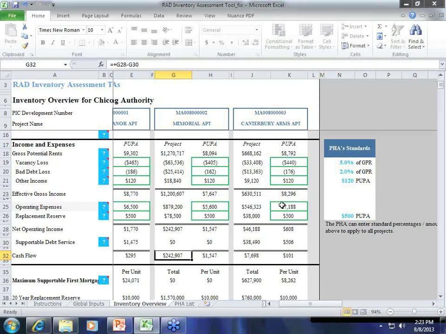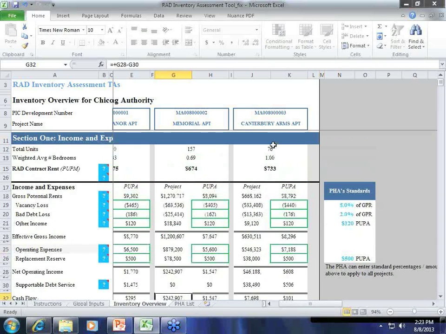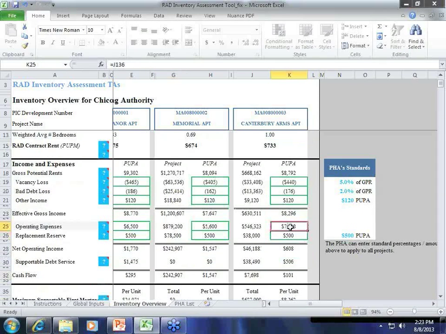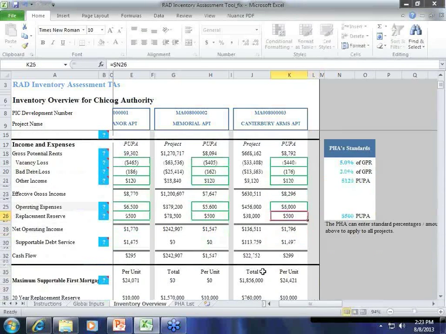Last site, Canterbury Arms apartment, 76 unit, 1 bedroom. Looks like it's all 1 bedrooms, and a RAD rent of $733 per unit. Again, I'm going to go to the operating expenses, and in this case, it's $6,000 per unit, which would allow it to raise over $1.8 million in debt. This property actually needs only $1.14 million in debt, or about $15,000 per unit.